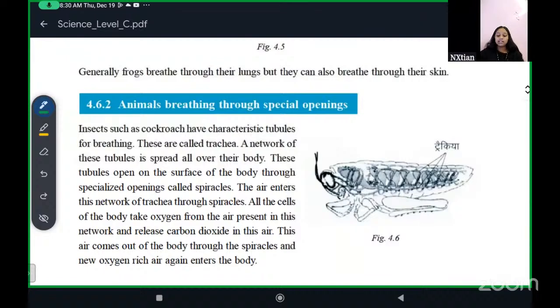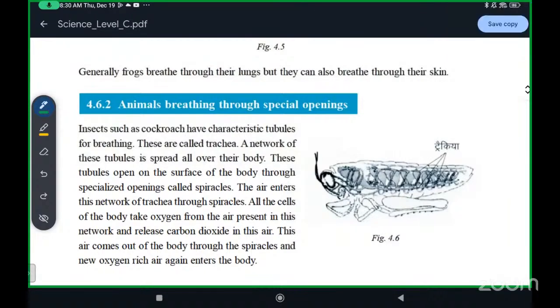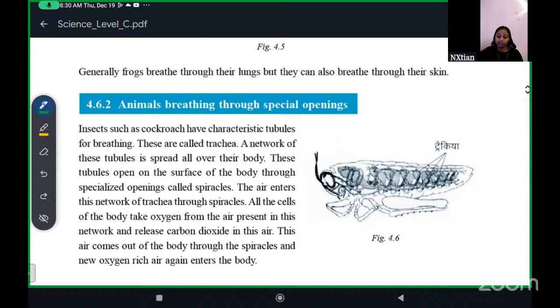Now, insects such as cockroach have characteristic tubules for breathing. These tubules are known as trachea. A network of it is spread all over their body. These tubes open on the surface of the body through openings known as spiracles, and the trachea is there.